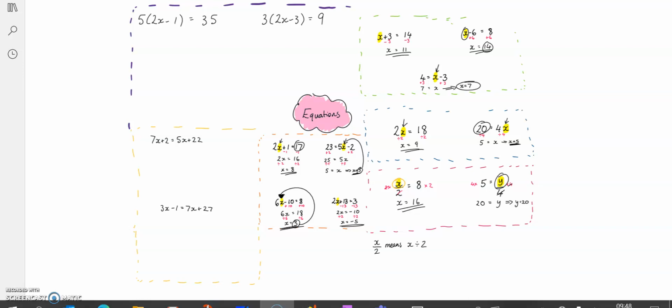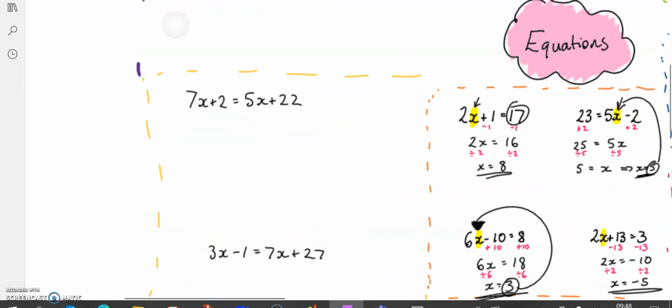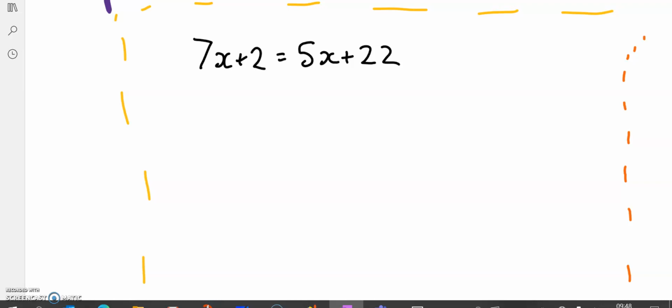This is the second video on solving equations at S1 level. We're now going to zoom in on the last two batches of examples. 7x plus 2 is equal to 5x plus 22. The objective of these is to get x on one side of the equation.